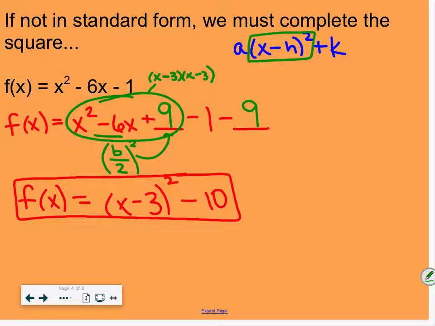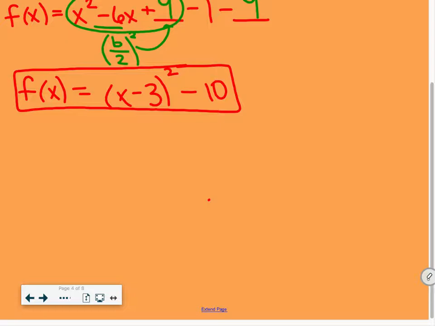We added 9 and subtracted 9. So did we change anything? No, we added 0, which is why it's okay. It's kind of like multiplying by 5 over 5. That's like 1. We didn't change it. We've added 0, so nothing has changed. It just looks different. Looks can be deceiving. Yes, I agree.